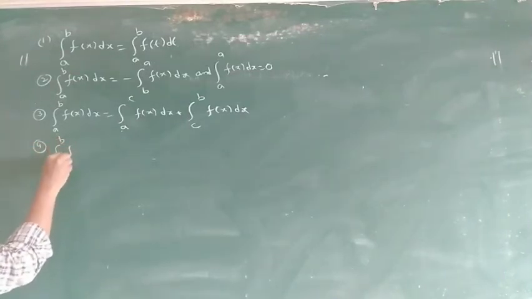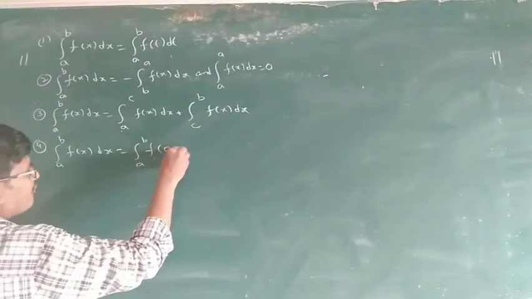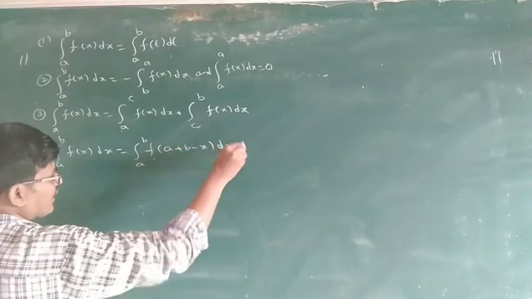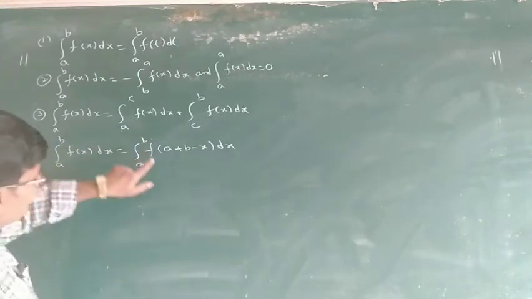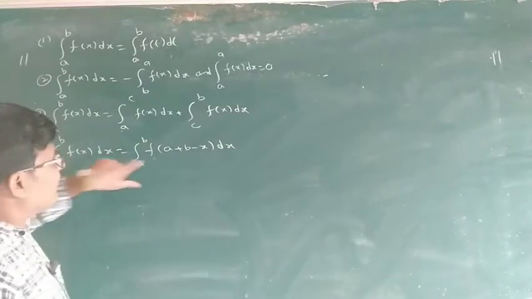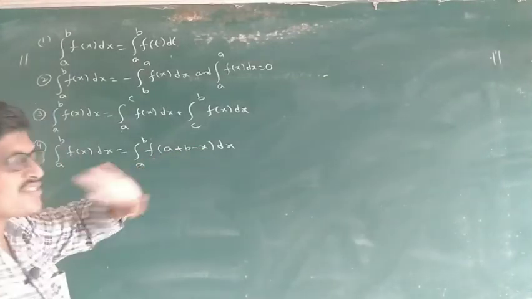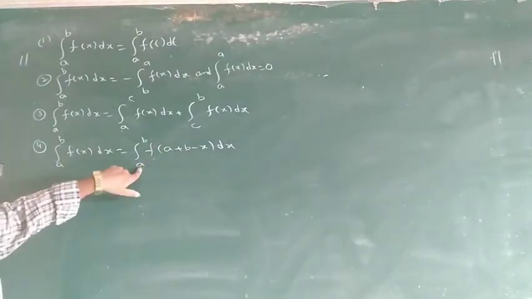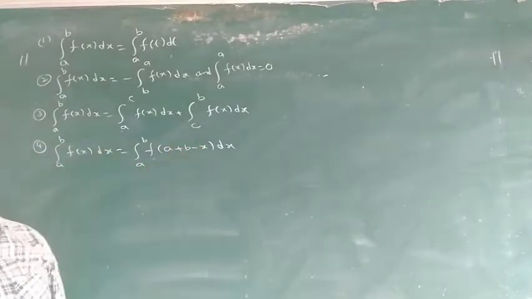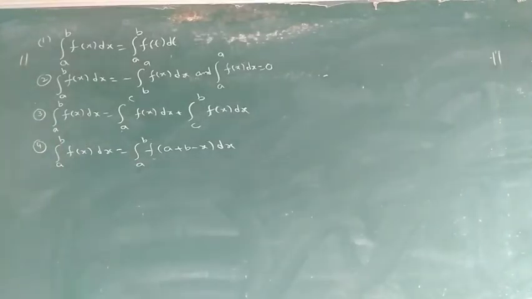Integral a to b f of x dx is equal to integral a to b f of a plus b minus x dx. Both are the same. What is a? The given integration's lower limit plus upper limit minus x. f of x is equal to f of a plus b minus x. Both are same.